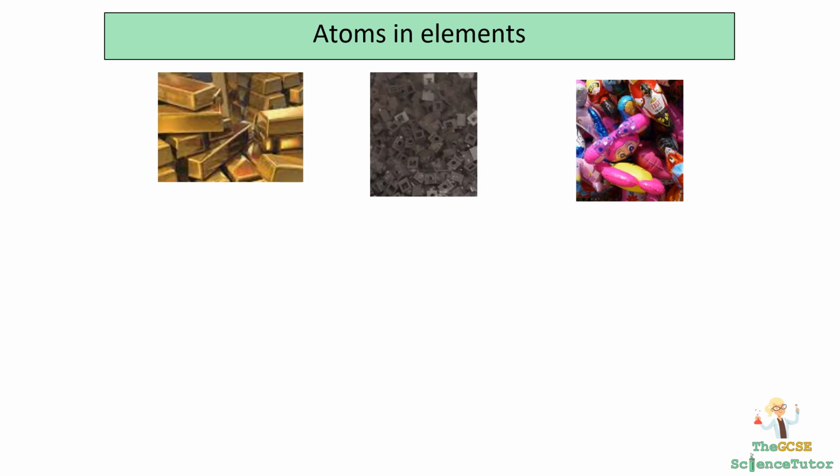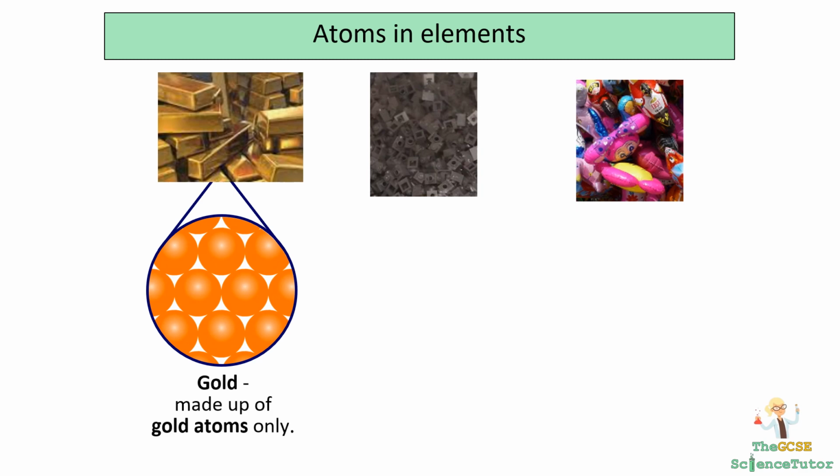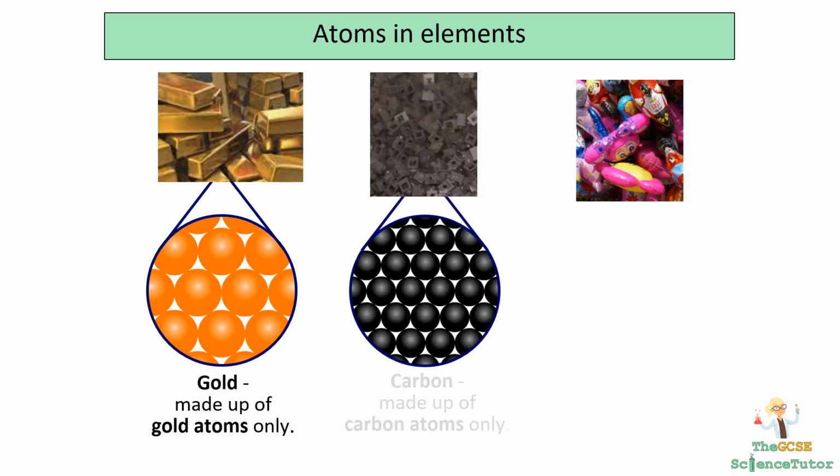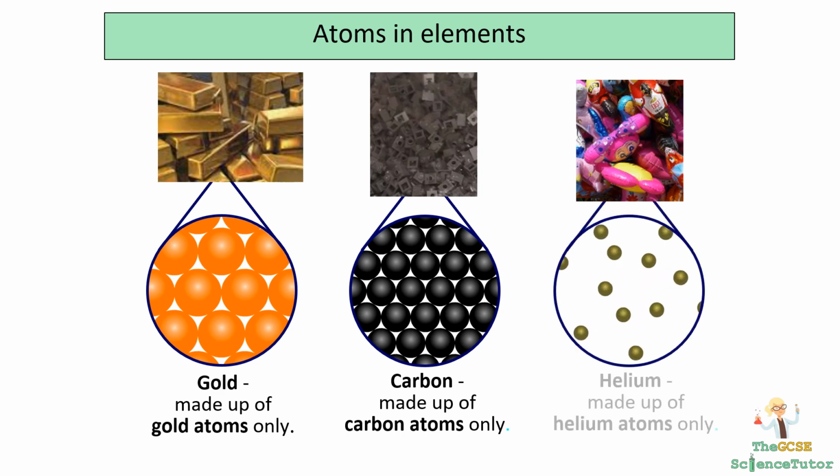For example, if you were to take the element gold and zoom in with a really good microscope, you would see that there would be gold atoms present only. If you were to take another element such as carbon and again zoom in with a really good non-existent microscope, you would find that there was only carbon atoms. Same with helium, only helium atoms. It doesn't matter whether the element is a solid, liquid or a gas. If you have only one type of atom present, then you know it's an element.